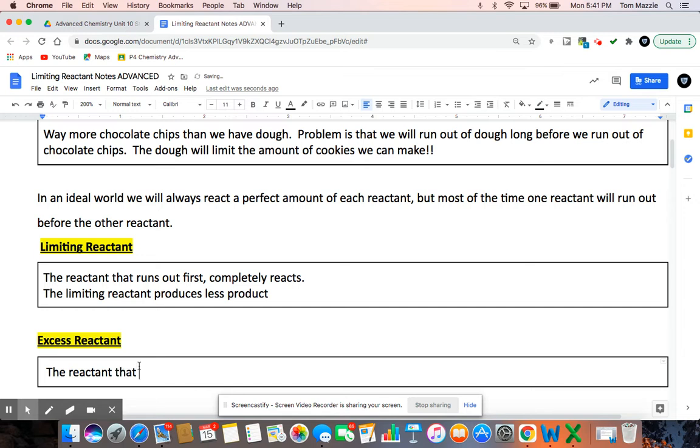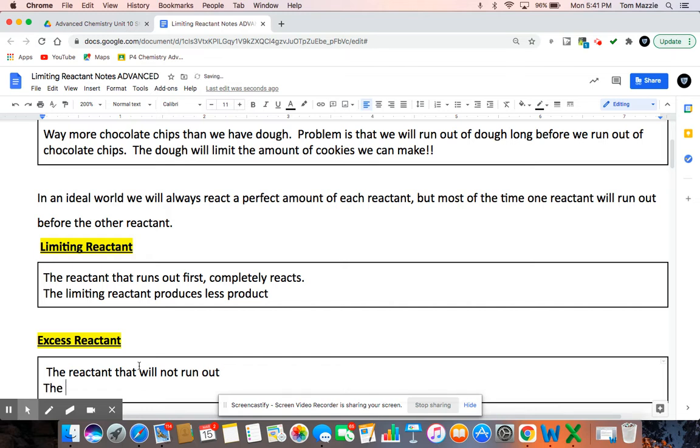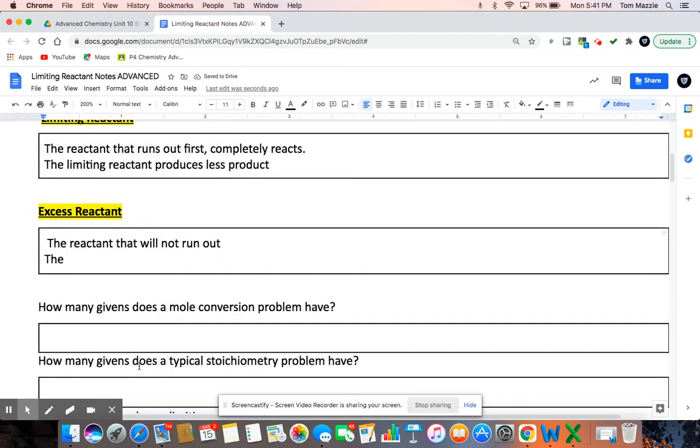that will not run out. The excess reactant produces more product. It's those second two sentences in both these definitions that's really what we're going to use today.